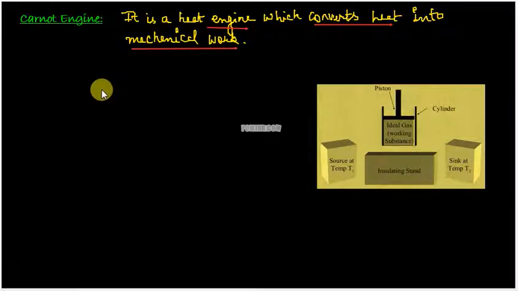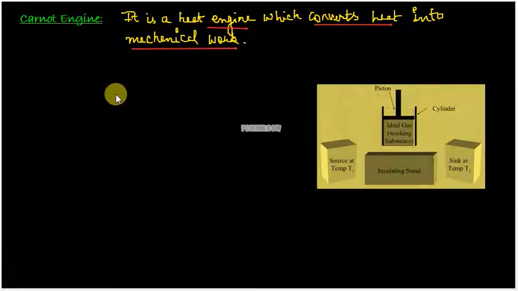This Carnot engine was developed by a scientist called Sadi Carnot. He devised an ideal cycle of operation for a heat engine, and this Carnot engine is actually an ideal heat engine. So we are not talking about a real engine which we see in our daily life. This was designed under specific conditions.